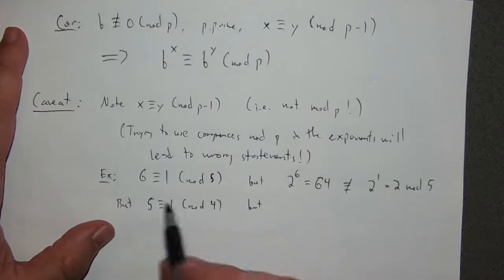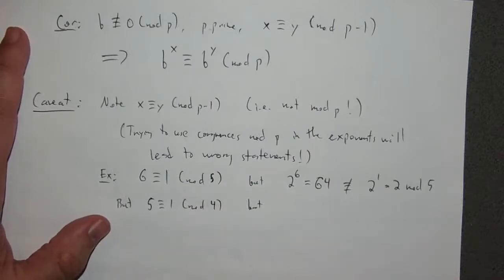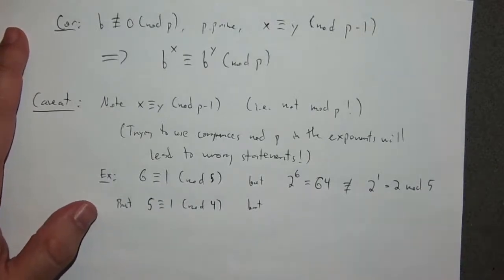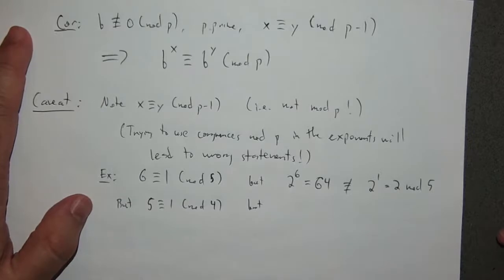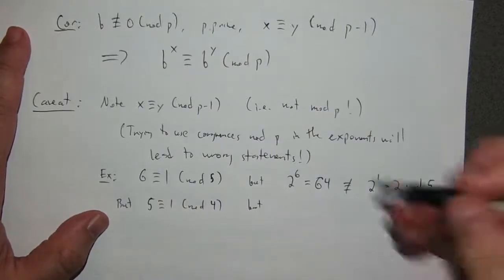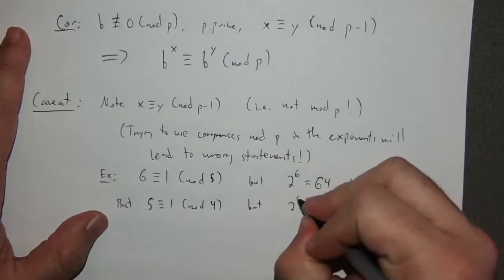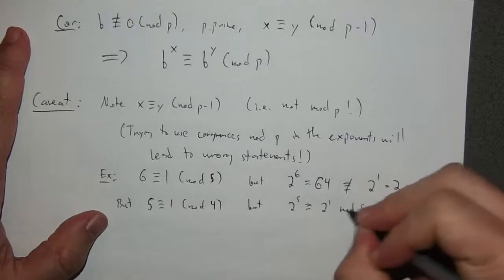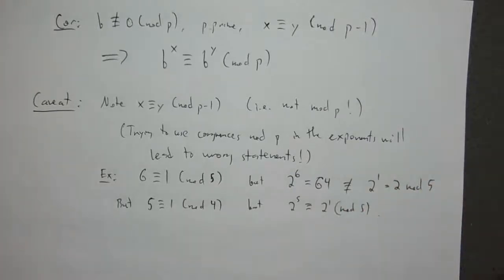And it might seem a little confusing at first that these don't work out, right? But this is exactly why these tricks exist in the first place, because you can't just replace exponents with ones that are congruent. It doesn't work like that. It has to work out just right. So in this case, 5 is congruent to 1 mod 4, and 2 to the fifth is congruent to 2 to the 1 mod 5. So that works out fine.